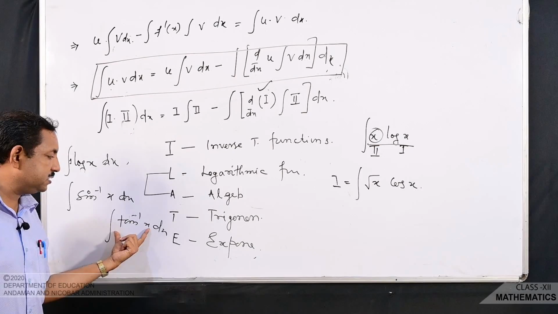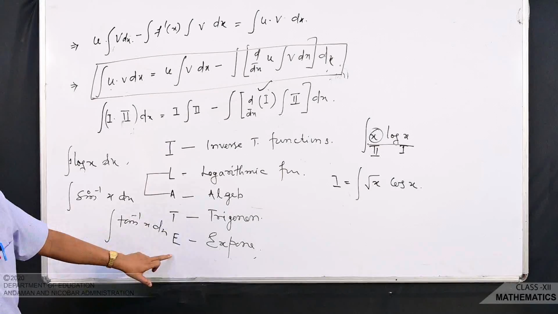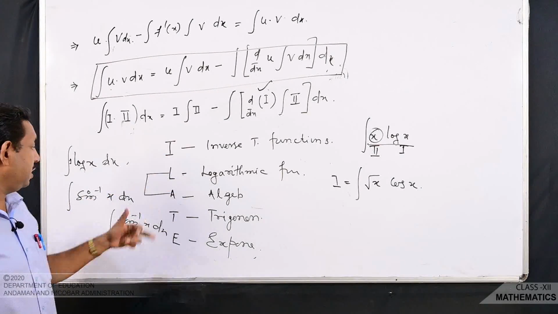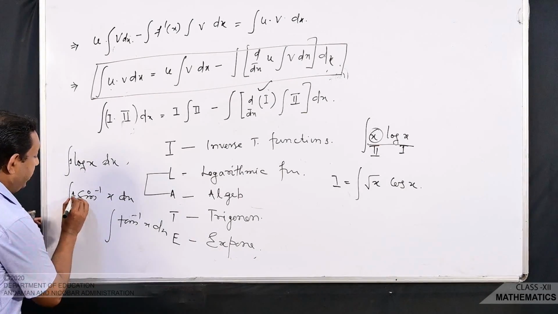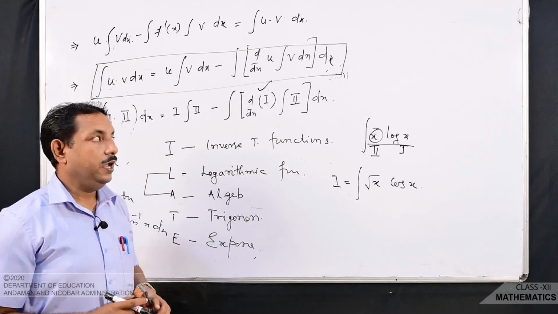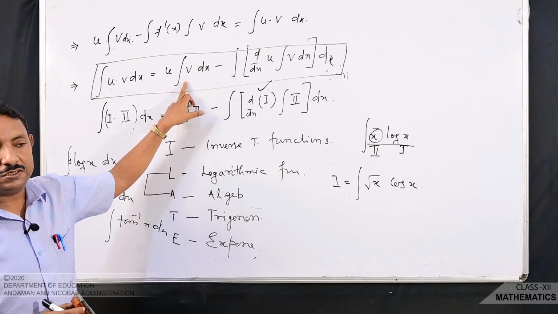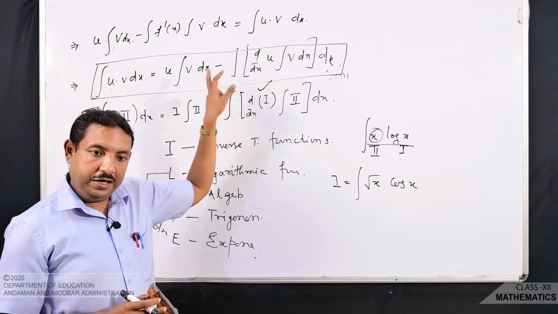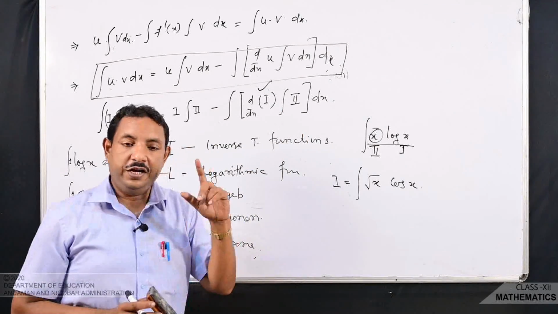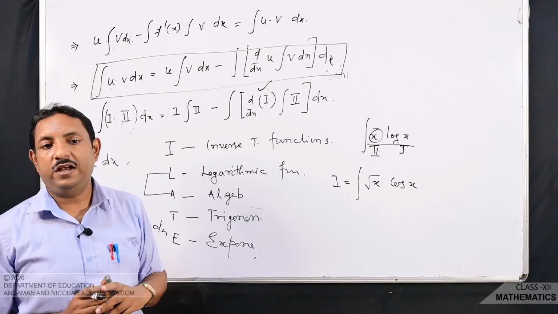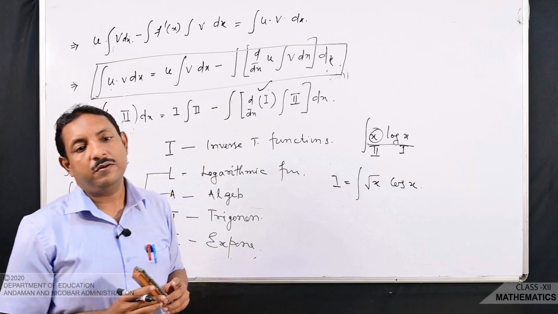Similarly, in this case, what can we do? It is an inverse function, and in the ILATE form it is given in the first position, so we must assume this inverse function as your first one and your 1 will be here. I will show you one by one. Integration by parts is what? The integration of the product of 2 functions is first function into integration of second minus integration of derivative of first into integration of second, and finally dx. So, this is the integration by parts. Okay, let us see the problems.